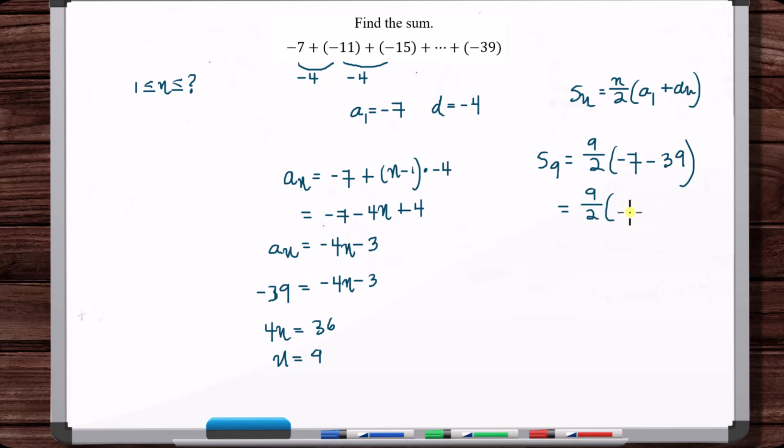Okay, so this is minus 46. So 46 divided by 2 is minus 23. And then so this is minus 207. That is your sum.